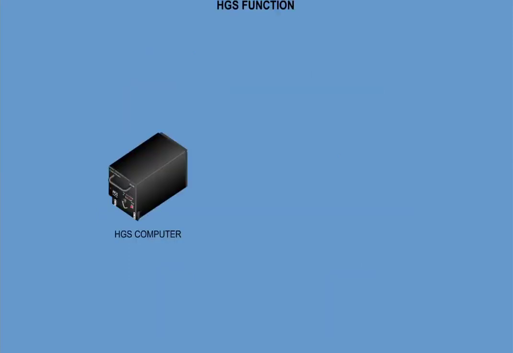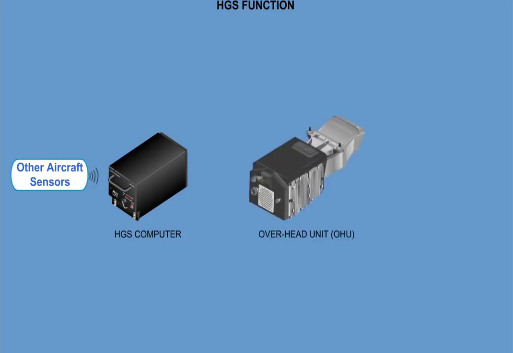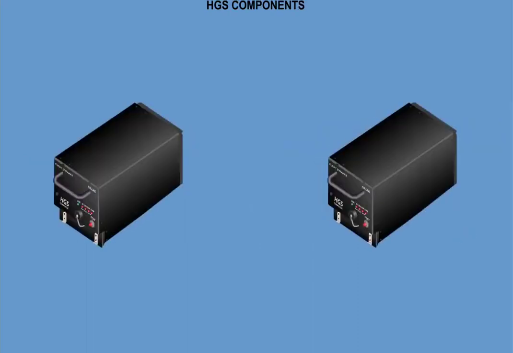The HGS computers receive input signals from aircraft's other sensors and generate a symbology set that is dependent on the selected flight operational mode. This symbology data is transmitted to the overhead unit in the form of digital signals. The overhead unit generates flight symbology from a liquid crystal display, LCD, inside the overhead unit. Then, the relay lens of overhead unit projects the symbology onto the glass display of the combiner. Now, let us see the components of HGS in detail.